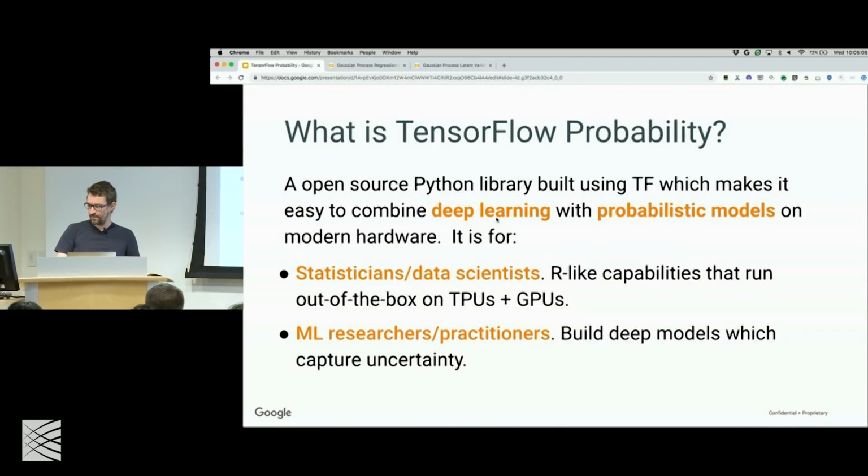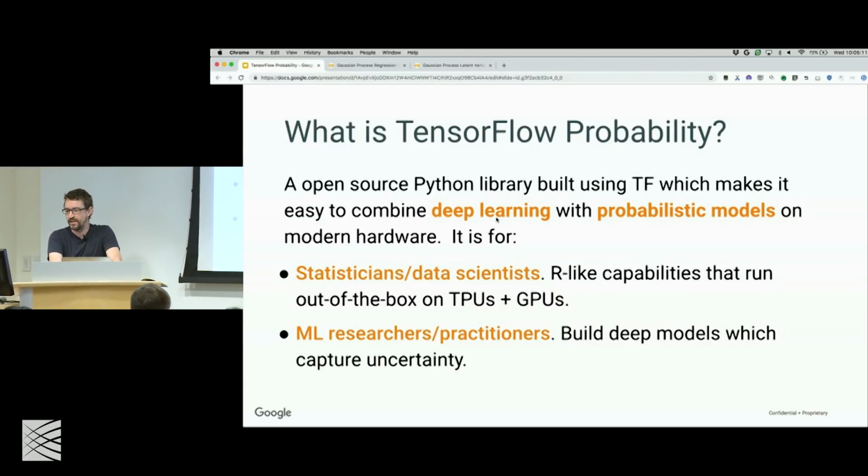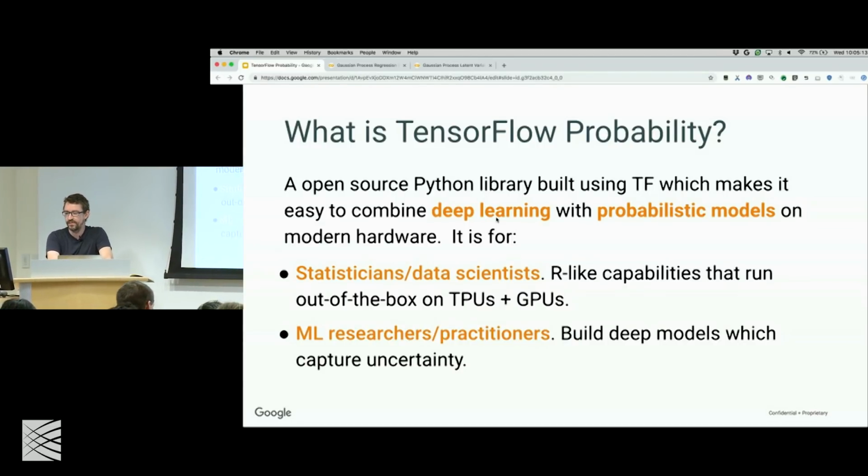So TensorFlow Probability is an open source Python library built on top of TensorFlow, making it easy to combine deep learning and probabilistic models on modern hardware. We have some R-like capabilities, ever growing, and we make it easy to do research combining deep models with models of uncertainty.